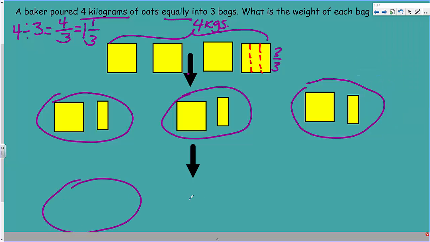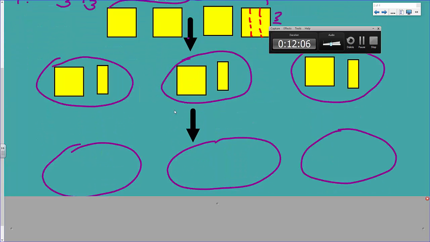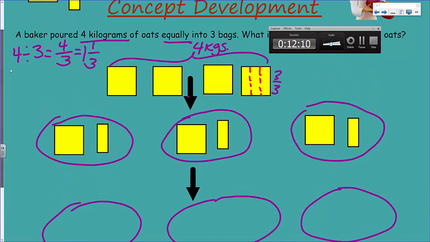Now, this is the same problem. I'm not making new problems. I'm just showing the problem in different ways. This is going to help us really get a good understanding on how. Okay, so let's take a look at this. We have our 3 new bags, which is just a continuation.